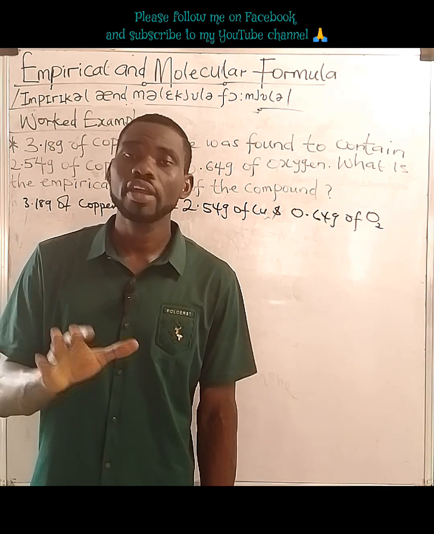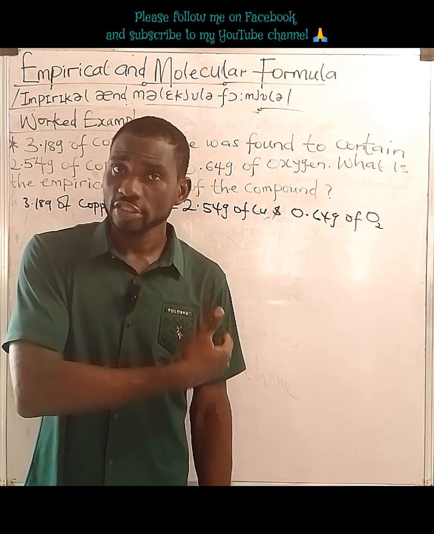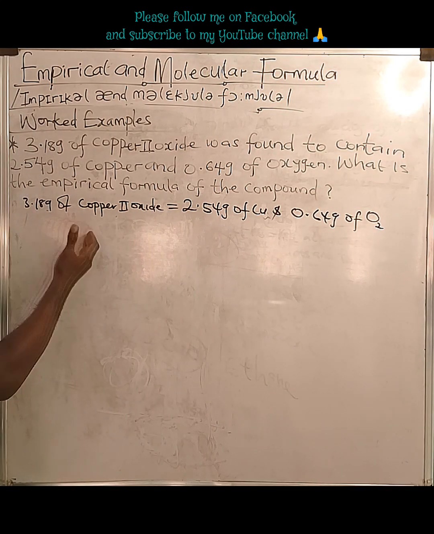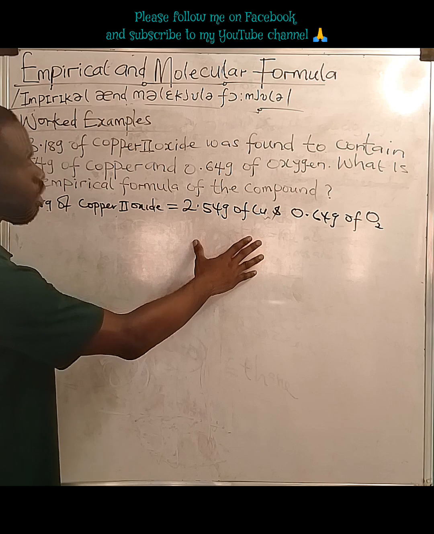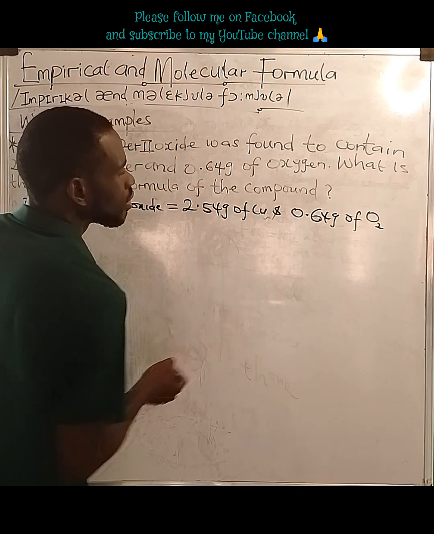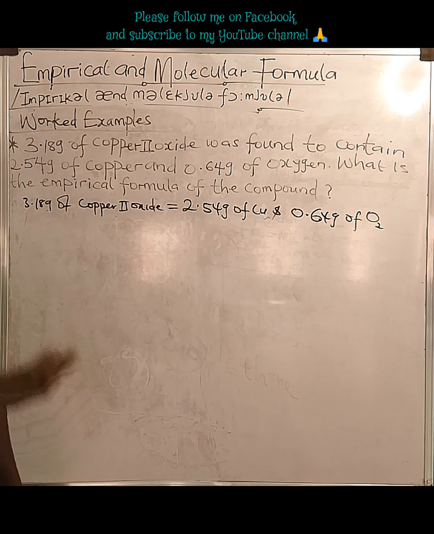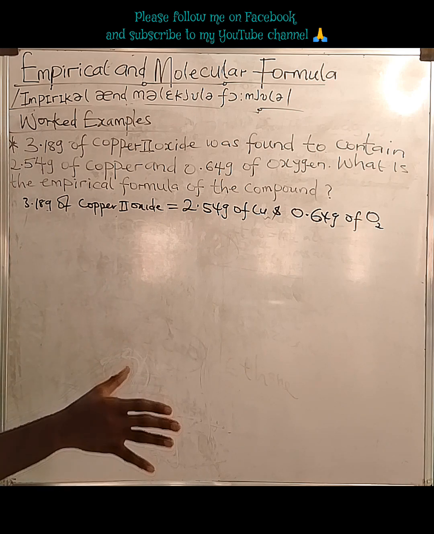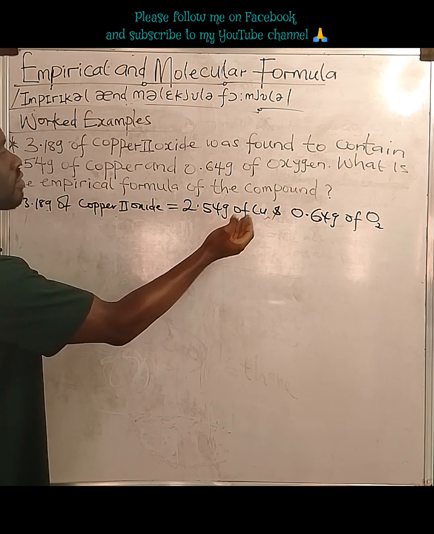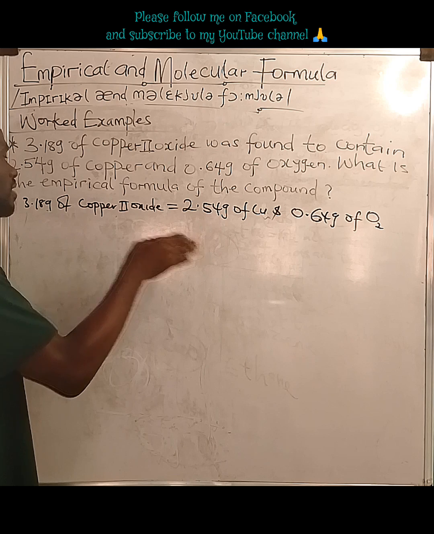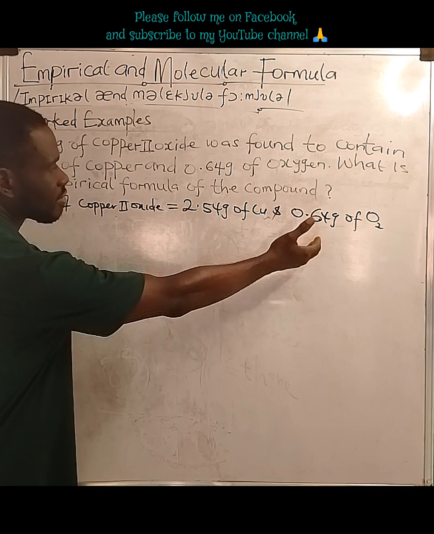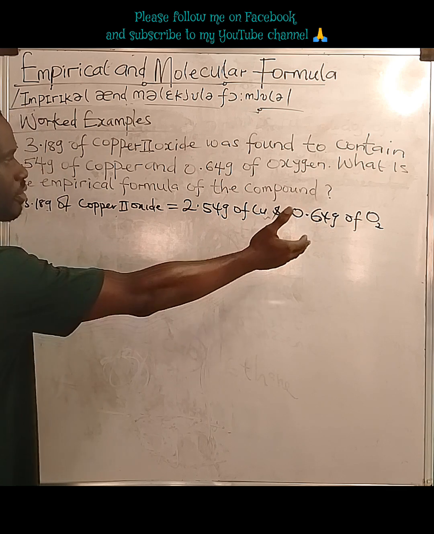We could use our percentage composition instead of the mass composition that we used here. As you can see, 3.18 gram of copper 2 oxide contains 2.54 gram of copper and 0.64 gram of oxygen. How do we do that? We do that by getting the percent of each of these elements. How much percent is 2.54 gram of copper out of 3.18 gram of copper 2 oxide? We also get the percent of the 0.64 gram of oxygen.